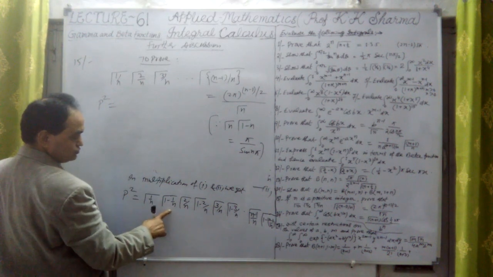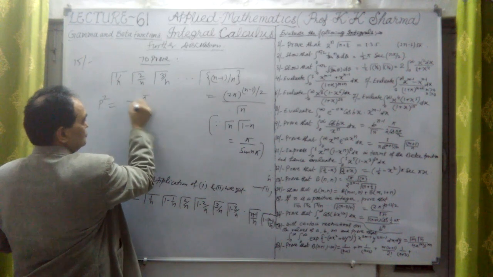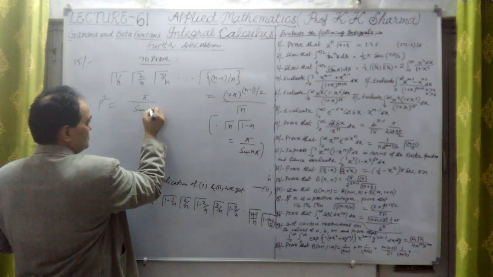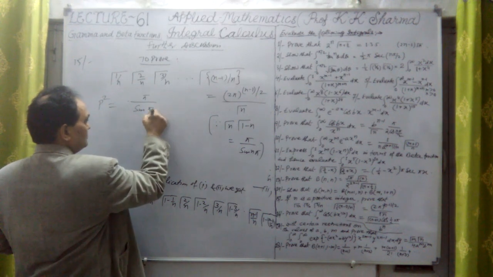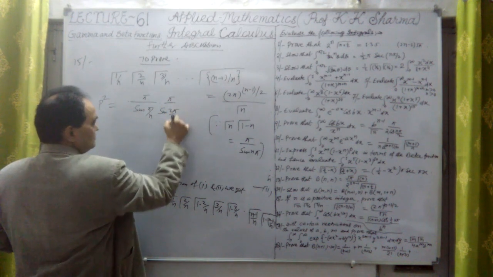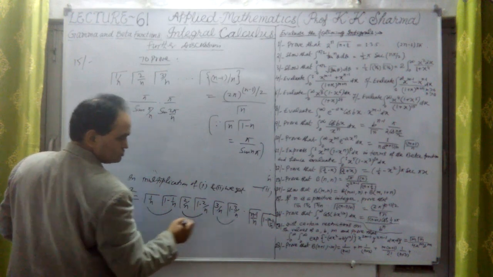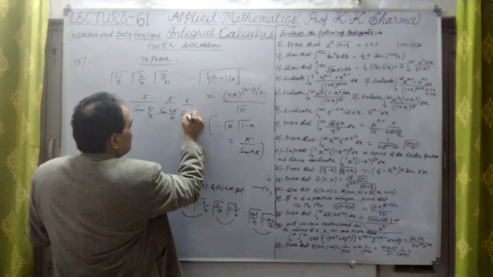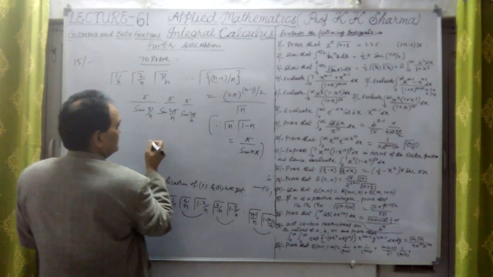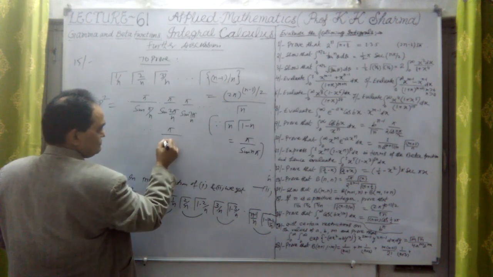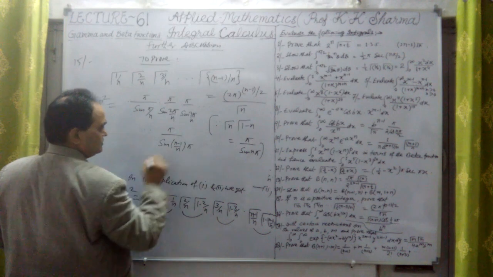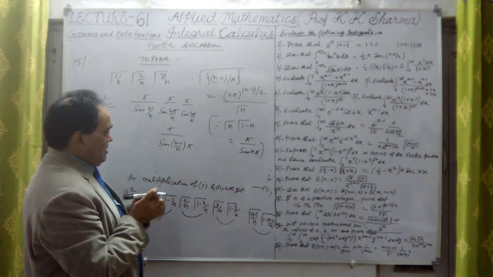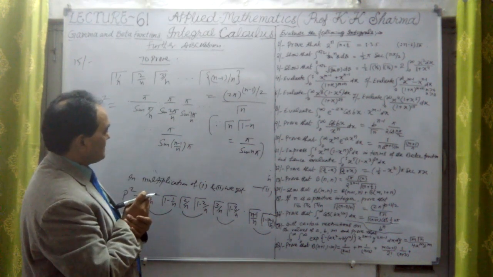So these terms will give us pi upon sine values. The first is pi upon sine pi upon n, because 1 upon n into pi is pi upon n. The second is pi upon sine 2 pi upon n. The third is pi upon sine 3 pi by n, and so on. The last term will be pi upon sine of n minus 1 upon n into pi.